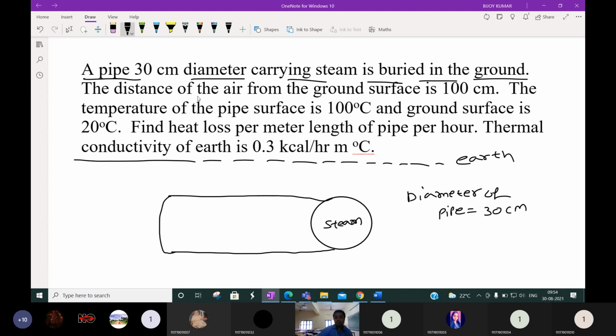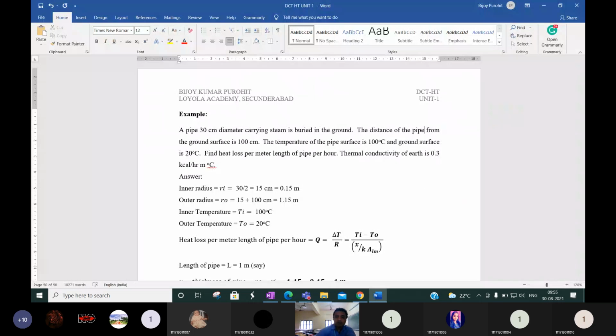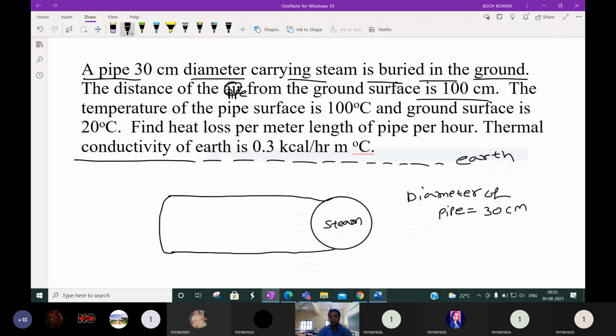So the distance of the pipe from the ground surface is 100 centimeter. Okay, this is not air, this is pipe. Let me correct it, just a minute. So the distance of pipe from the ground surface is 100 centimeter. It means this distance is 100 centimeter.